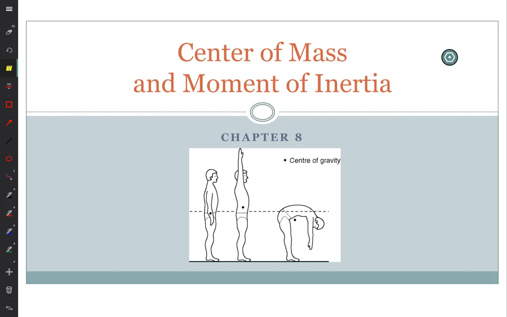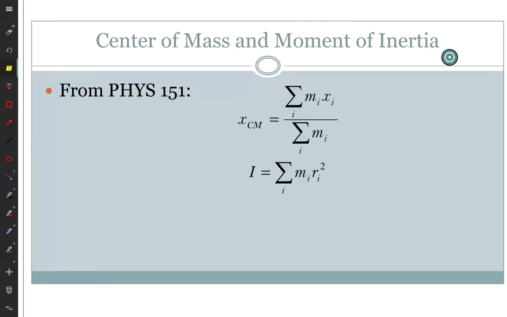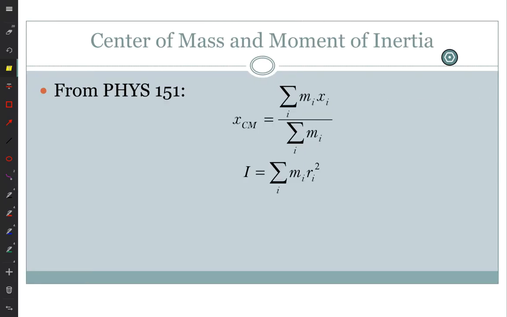All right, we're going to continue with what we did in the last lecture before the review lecture for the exam. Going back basically 2 weeks, we were talking about center of mass and moment of inertia. We didn't get to do our actual calculation for center of mass or moment of inertia. We only talked about the calculation of, I think, the acceleration of gravity in the Earth. Wasn't that all we actually did?